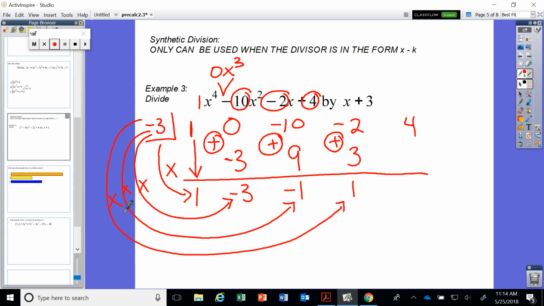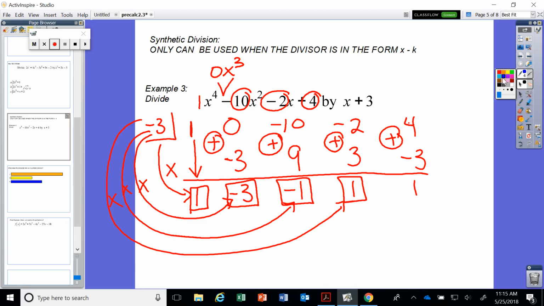Negative 3 times 1 gives us negative 3, and 4 minus 3 gives us a positive 1. What does that tell us? Well, each one of these boxed off numbers is a coefficient of my new answer. It's our leading coefficients. Think about it: I divided a degree of 4 by a degree of 1. What do you think the highest exponent is for our answer? Hopefully you see that it's going to end up being a cubic function when it's all said and done.